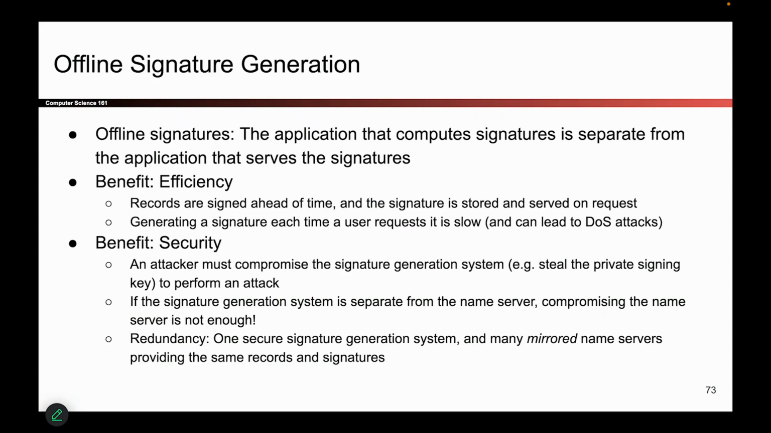This is also nice for redundancy, so that you can have one offline computer generating all the signatures, and then you just upload all of those signatures to lots of copies of the name servers. This is how you get that redundancy that we saw earlier. So offline signature generation is a very good idea that basically all DNSSEC implementations nowadays use.